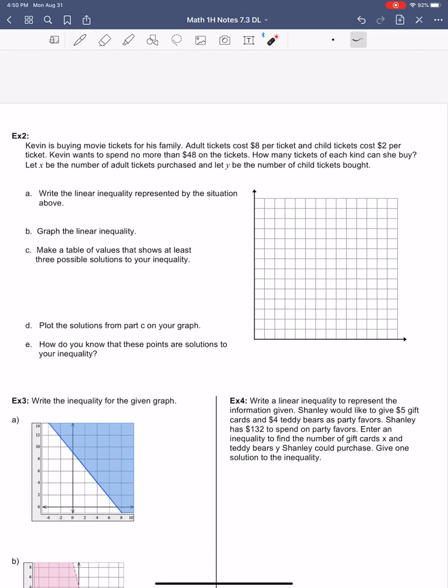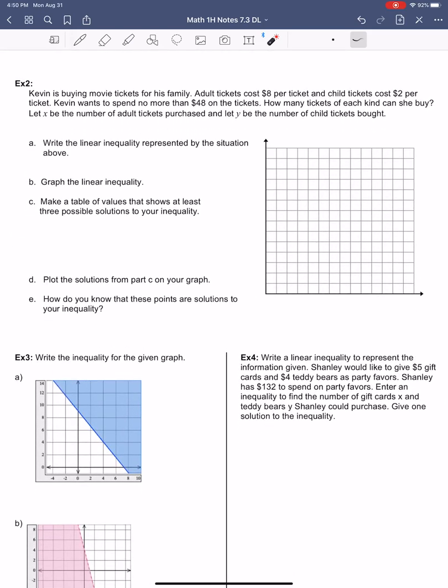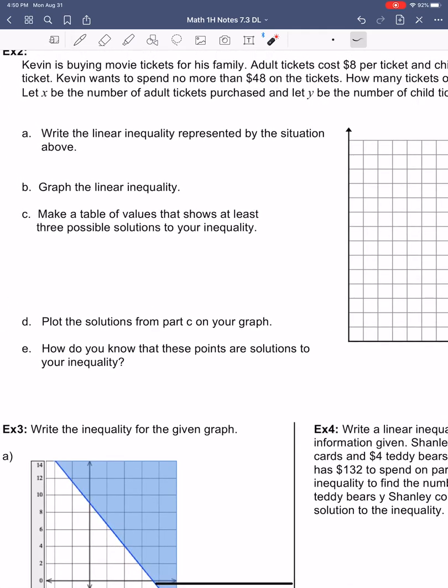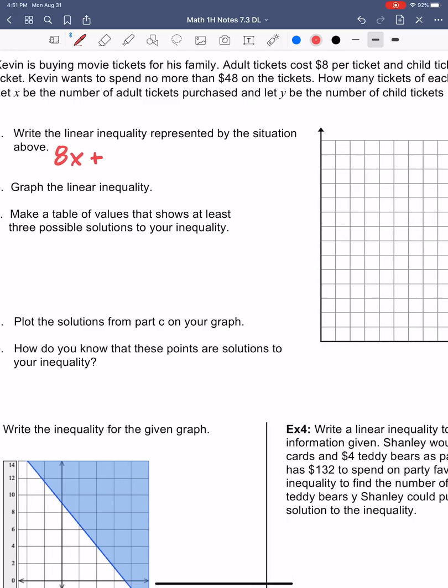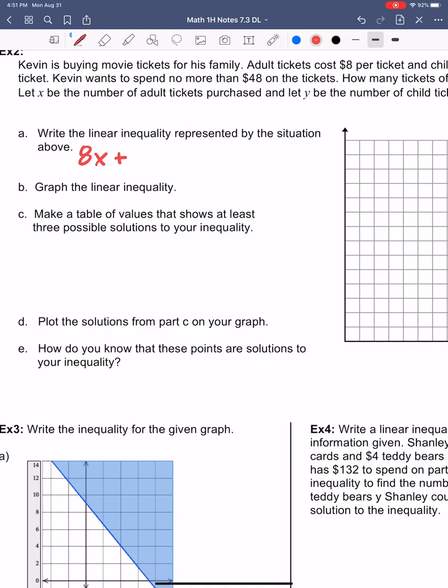And we're going to go ahead and set up an equation similar to how we have done in the past. So it's $8 for each adult ticket, and remember X is the adult ticket, so I'm going to say 8X plus, let's see, we've got $2 for the child ticket, so that's going to be 2Y, and he wants to spend no more than $48, right? So we're going to be less than or equal to $48 because Kevin can spend under $48, or equal to $48, but not greater than. So this is a less than or equal to $48.